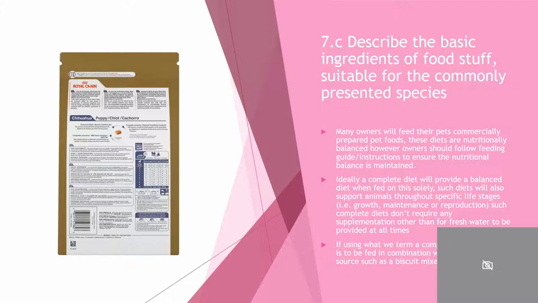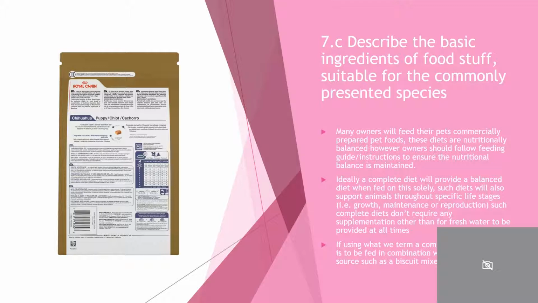(7C) Describe the basic ingredients of foodstuffs suitable for the commonly presented species. Many owners will feed their pets commercially prepared pet foods. These diets are nutritionally balanced, however owners should follow feeding guide instructions to ensure the nutritional balance is maintained. Ideally, a complete diet will provide a balanced diet when fed on this solely.